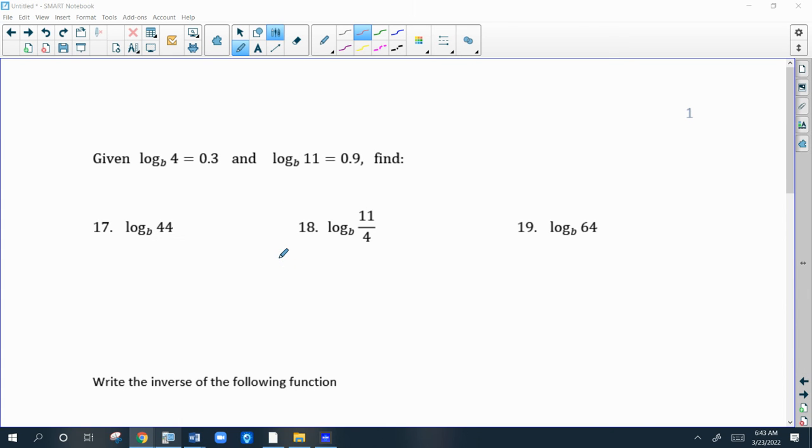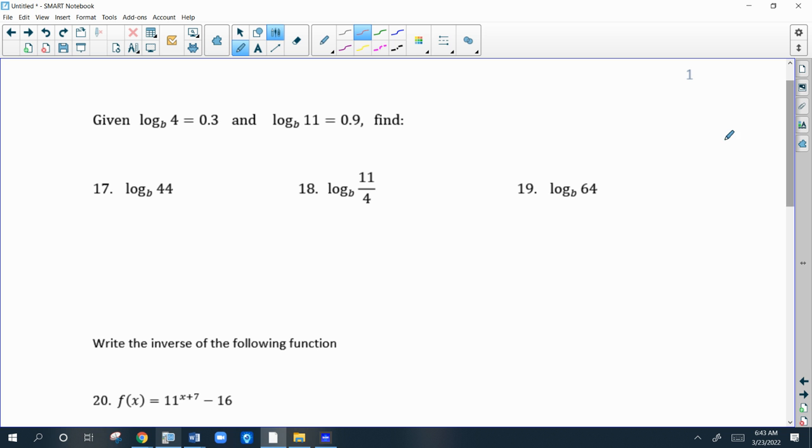Here's the last page of the Algebra 2 Chapter 6 review. Remember, this is a calculator part. These logs you can't type on the calculator, however, because you don't know what their bases are, so you're going to have to use properties.